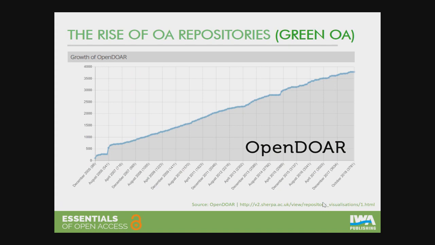Just wanted to point out that there's been a huge rise in green open access. You can see that there are now thousands of different repositories. This is from OpenDOAR. It's a directory of open access repositories. I would encourage you to check them out, and you can see all the different repositories out there where you can post your paper green open access.